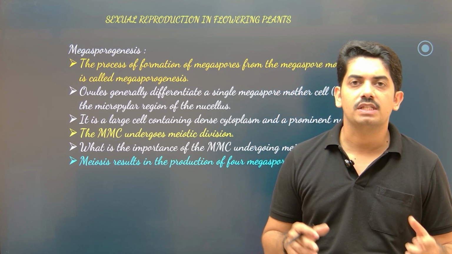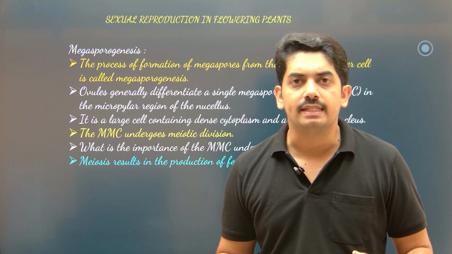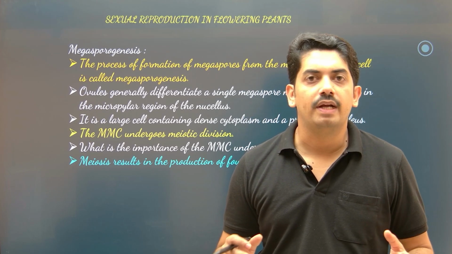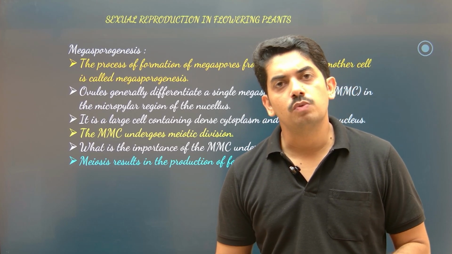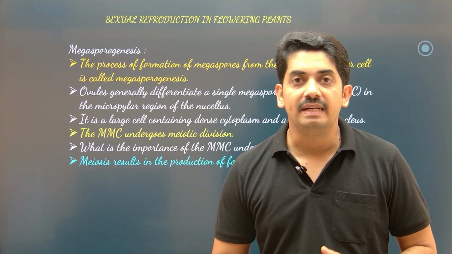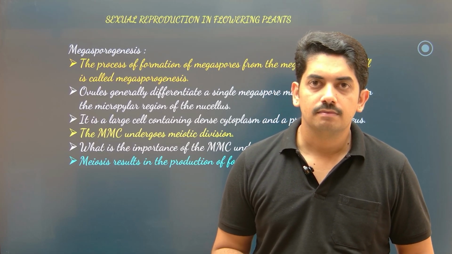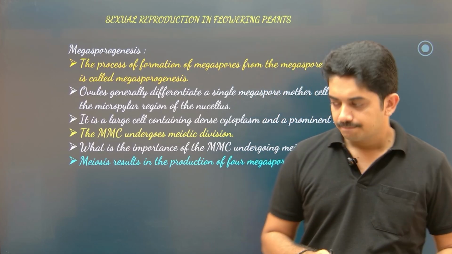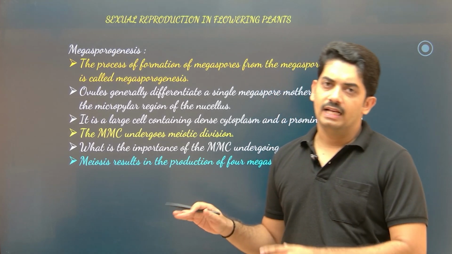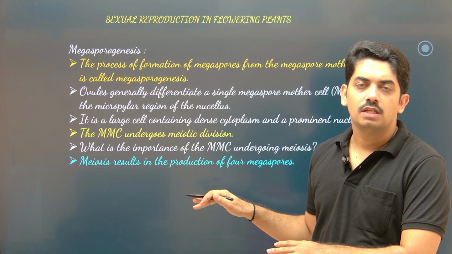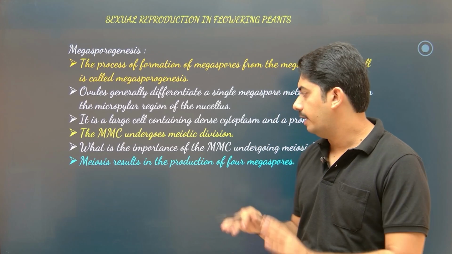Otherwise, what happens? Just imagine there are two gametes that are not haploid, they are diploid. When they fuse, what happens? The offspring will be tetraploid, which we commonly do not observe in nature. So in order to maintain the ploidy, it has to undergo meiosis, so the gametes will become haploid.